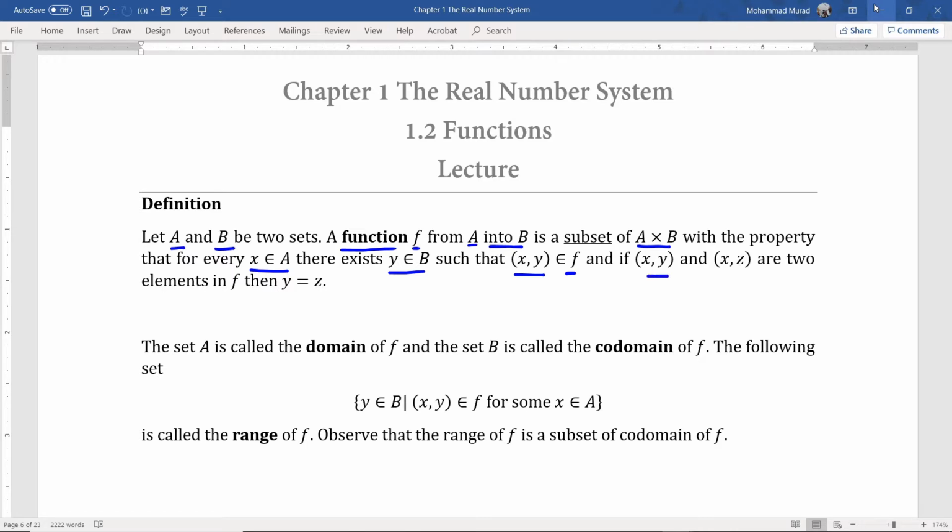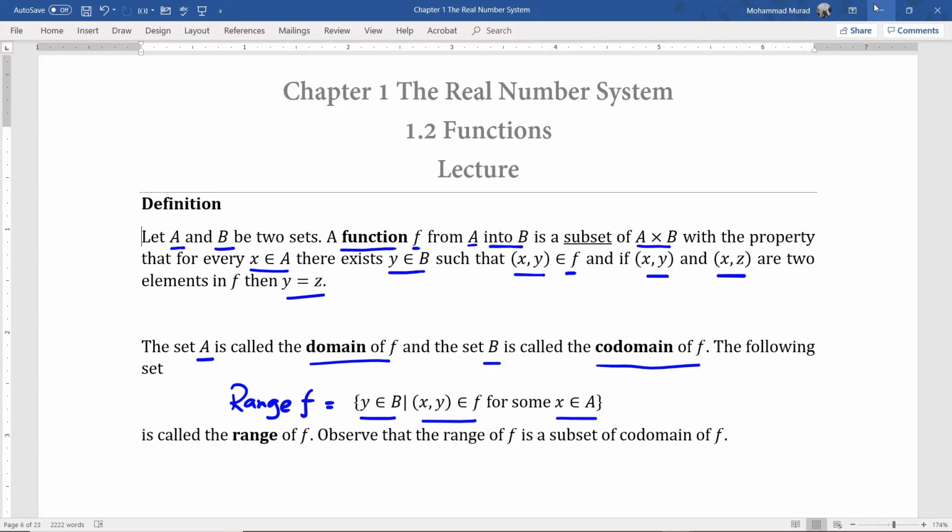And if there are two pairs (x, y) and (x, z) in f, then y must be equal to z. The set A is called the domain of the function f, and the set B is called the codomain of the function f. The following set of all y's in B such that (x, y) is in the subset f for some x in A is called the range of f, often denoted by this symbol.